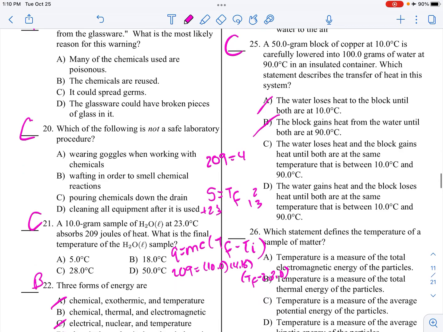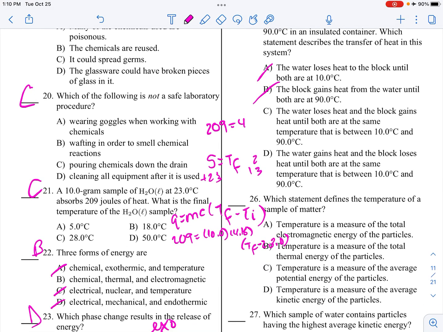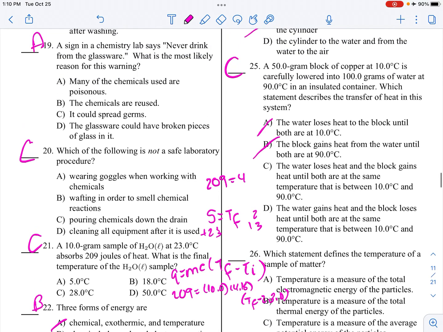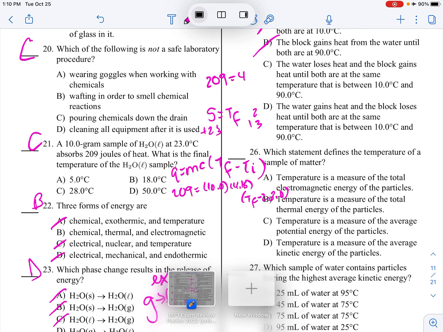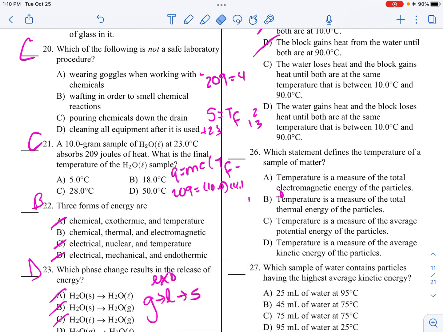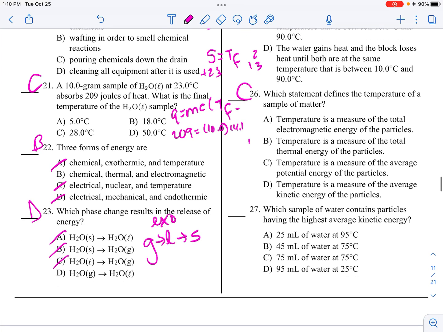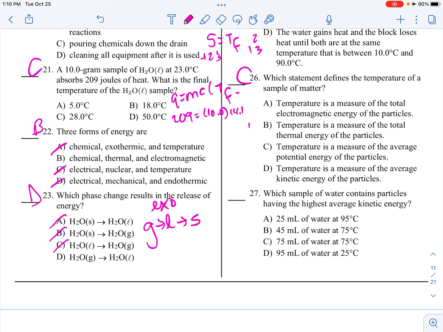All right. Let me just make sure the water is at 90. Yeah, so it's losing. Okay. The temperature is the average kinetic energy. So, C. Average kinetic energy is the highest temperature, so we don't care about volume. So here we go, A.